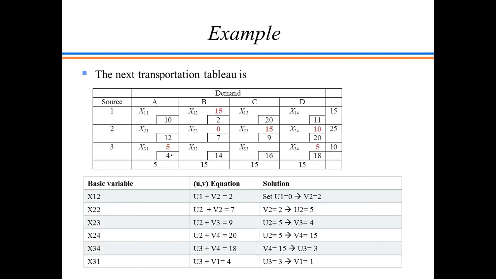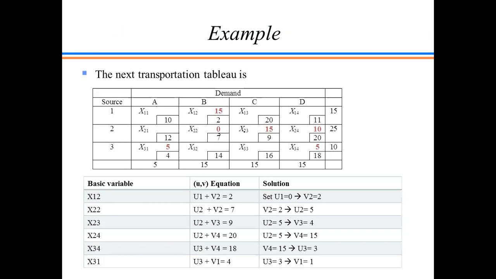X31 becomes 5, and then 34 becomes 5, 24, 10. X23 no change. X22 we need to put the 0 because it's not living. X11 is the living, that's why no value. And X2 is 15. Okay.